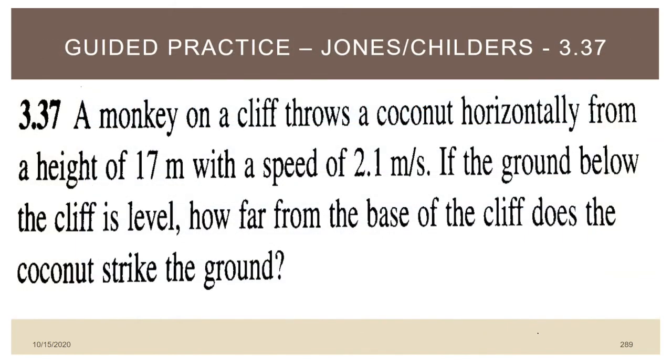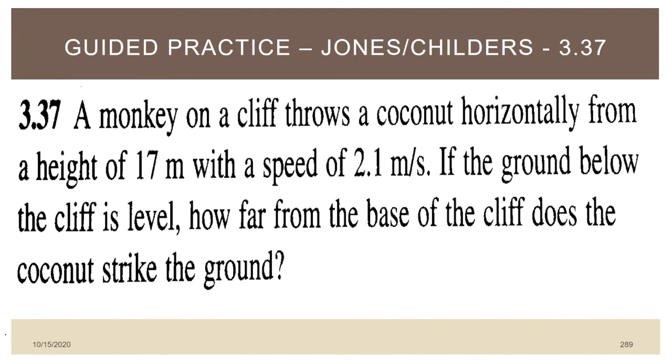So here's a problem. This is actually in the old textbook for this course. That old textbook was called Jones-Childers. It doesn't really matter to you because you don't have a copy of that textbook. But regardless, it says here, a monkey on a cliff throws a coconut horizontally from a height of 17 meters with a speed of 2.1 meters per second. If the ground below the cliff is level, so they're making this easy for us, how far from the base of the cliff does the coconut strike the ground?